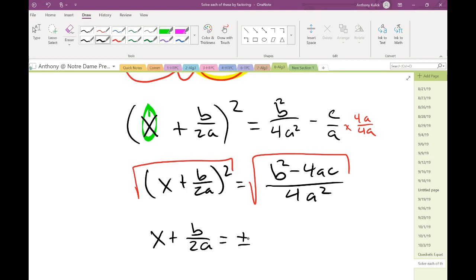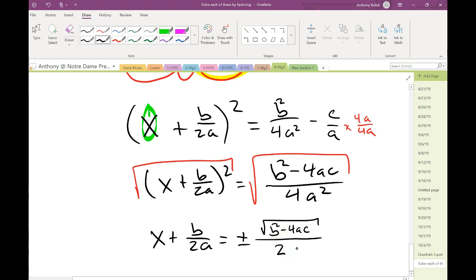Okay. To square root a fraction, I'm going to square root the top and square root the bottom separately. The square root of b squared minus 4ac, I can't do anything to simplify because of the subtraction symbol there. Square roots don't distribute, so I can't really do anything with that. However, the square root of 4a squared, I can do something with. The square root of 4 is 2, and the square root of a squared is just a.